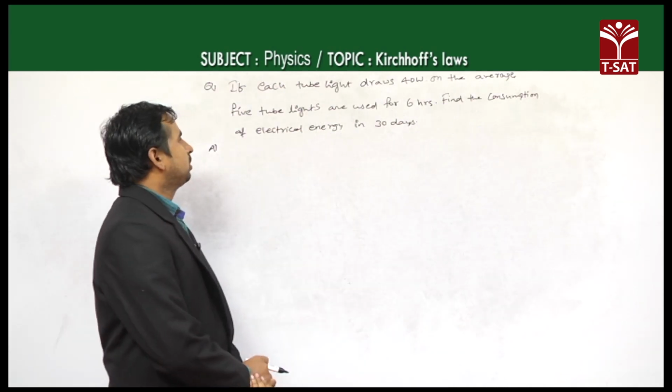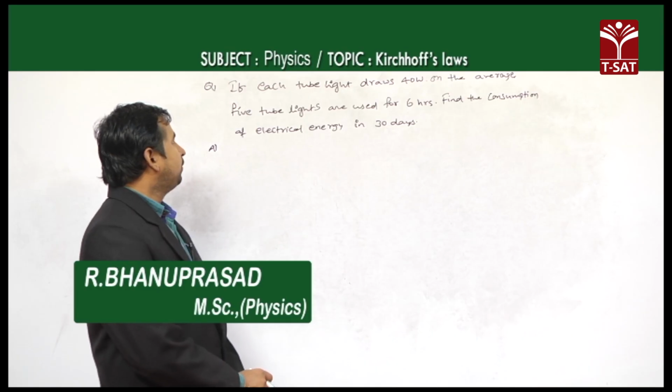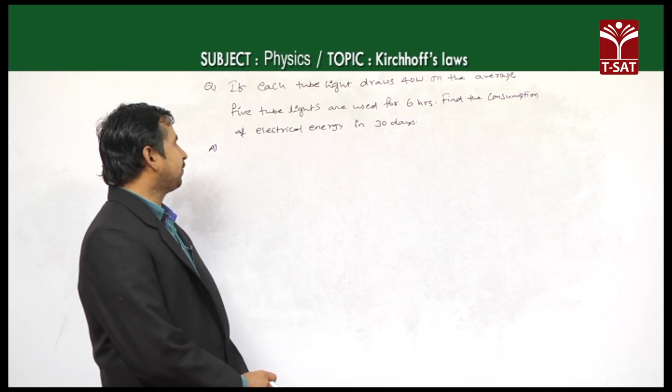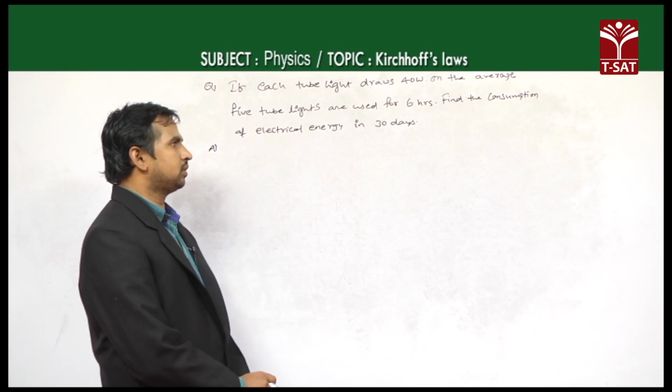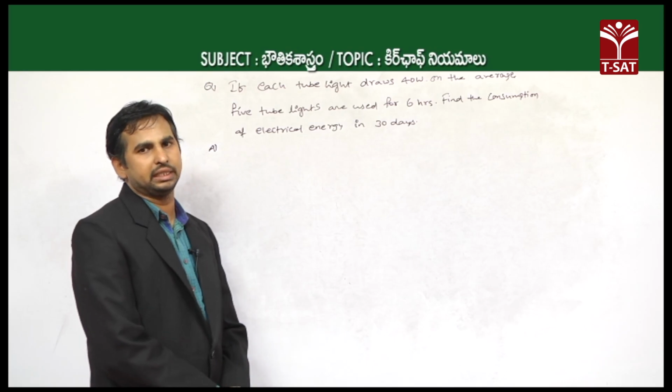Now, we will see one more question, this time on electrical energy. If each tube light draws 40 watts on the average, and 5 tube lights are used for 6 hours in a day, then find the consumption of electrical energy in all the 30 days.